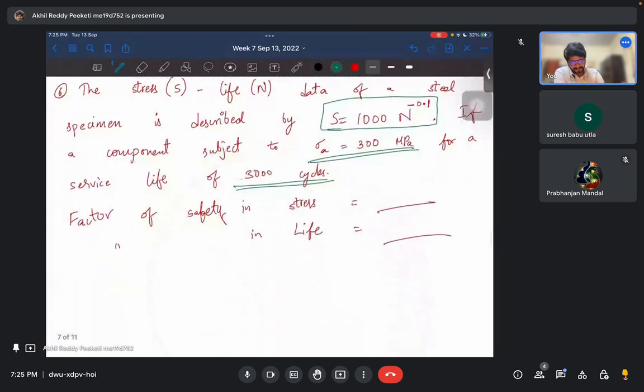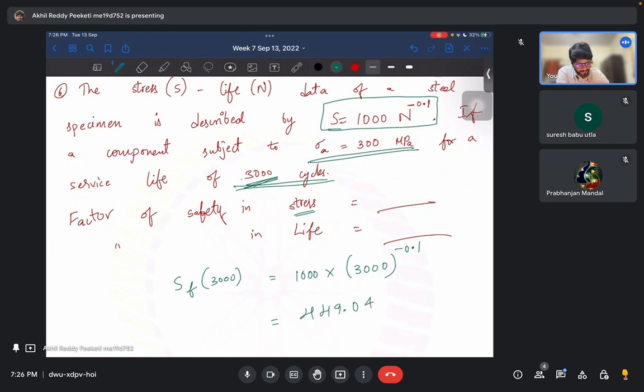I will explain. One thing is factor of safety in stress. How do you estimate it? You estimate the fatigue strength corresponding to the service life. Now we want it to run for 3000 cycles, right? So the corresponding fatigue strength for 3000 cycles would be 1000 times N, 3000 to the power minus 0.1. This would give almost 449.04 MPa. This is the fatigue strength at 3000 cycles.